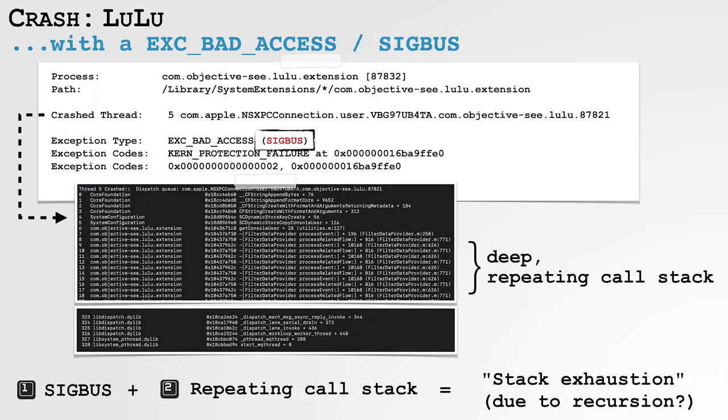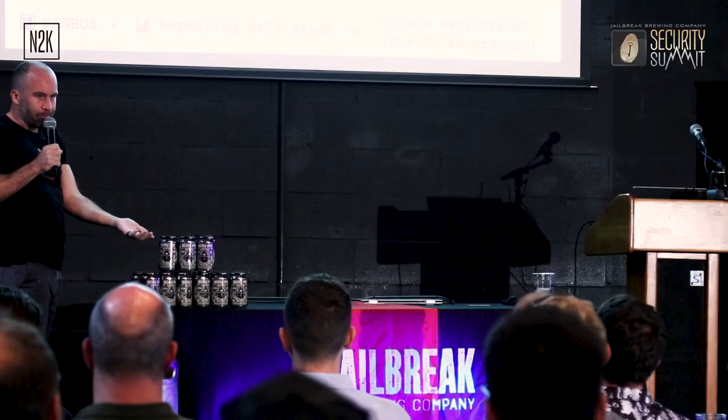Lulu is an open source firewall I wrote. As I mentioned, we're going to be picking on Apple. We already picked on CrowdStrike, so I thought it was only fair to also pick on me. From the crash report, we can see that the exception code was a SIGBUS. The rest of the exception codes really don't tell us too much, but if we look at the stack trace, and it's a little hard to see, what we see is a deep repeating call stack. After the first few calls, there is repetition, showing that the function gets called over and over again until essentially we exhaust the stack.